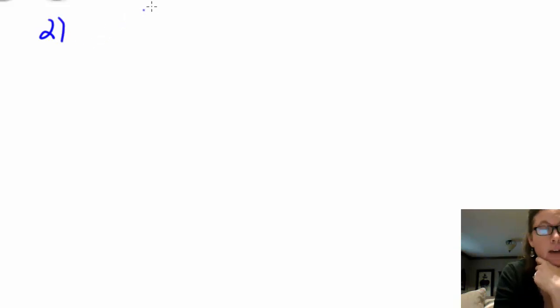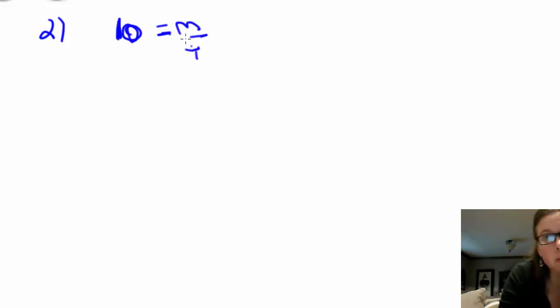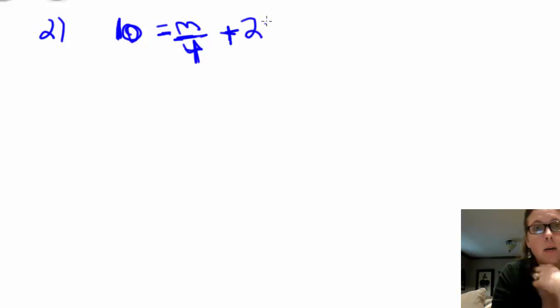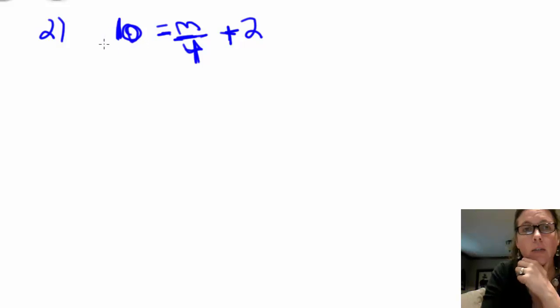Now, what if we have a fraction in here? 10 equals m divided by 4 plus 2. Okay, so when you have a fraction like this, again, this is 10 right here. Okay, 10 equals m divided by 4 plus 2.